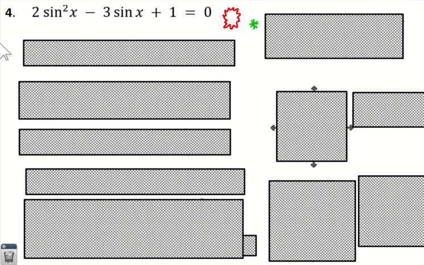We're starting to get into a little bit new level of difficulty. So look at number 4, 2 sine squared of x minus 3 sine of x plus 1 equals 0.